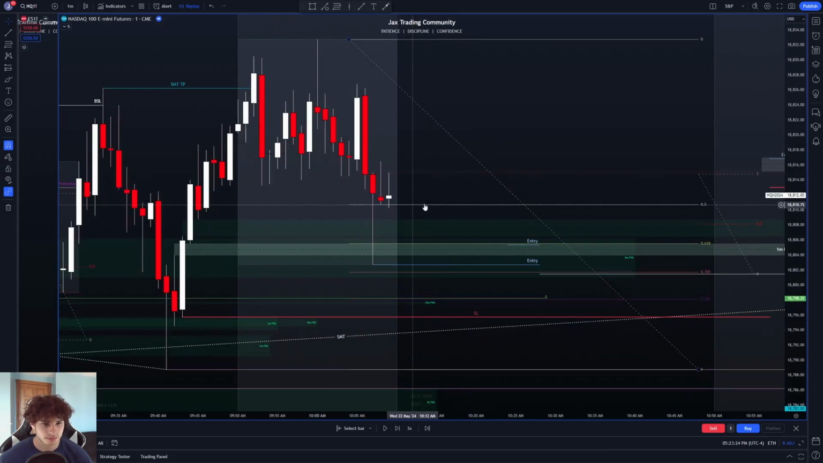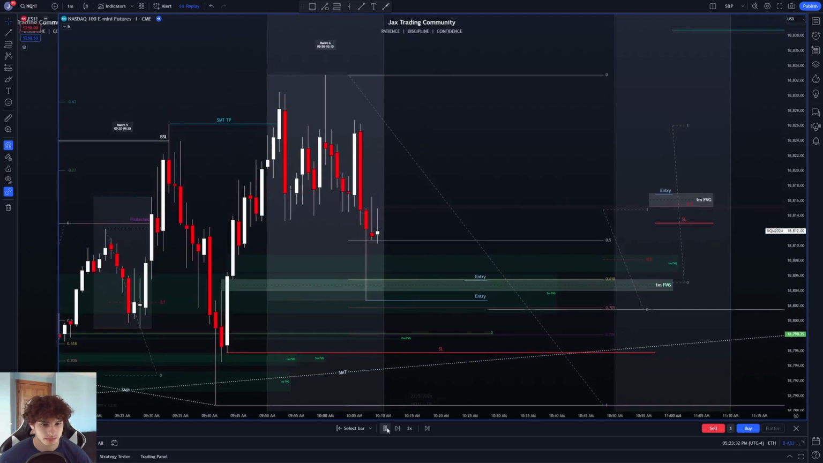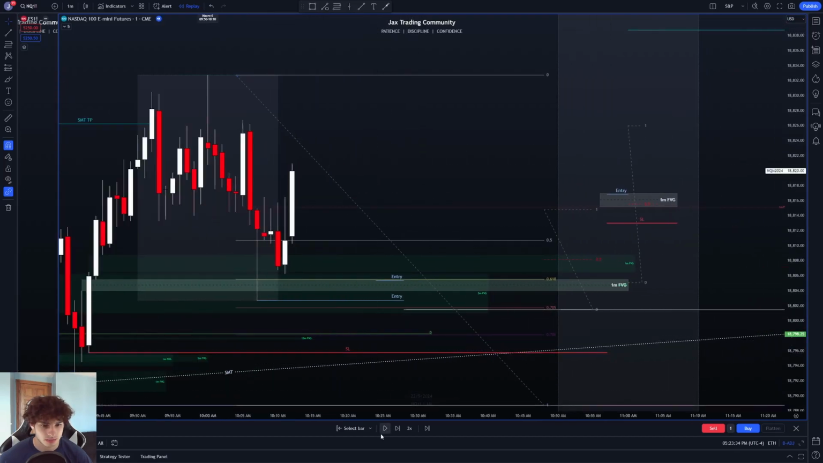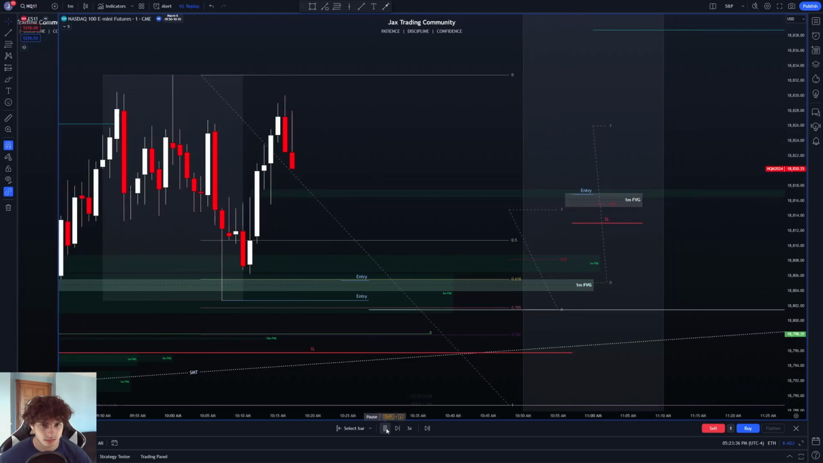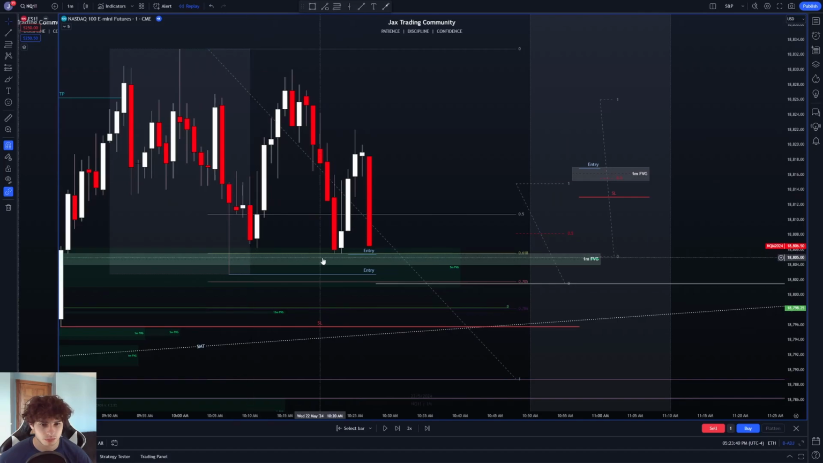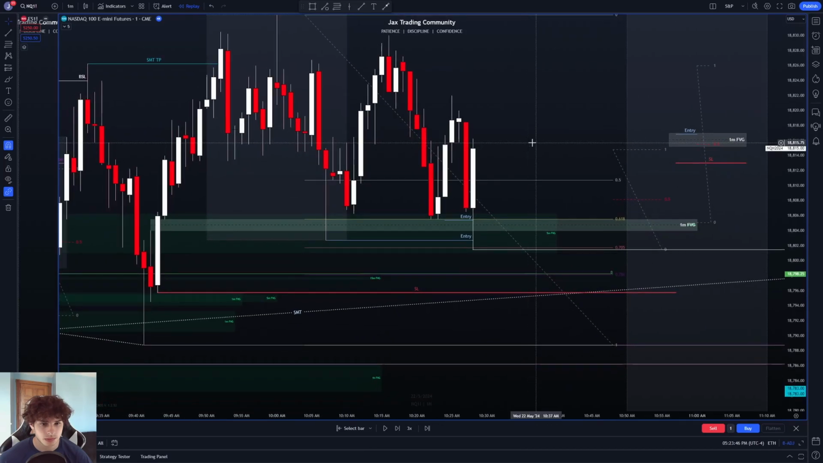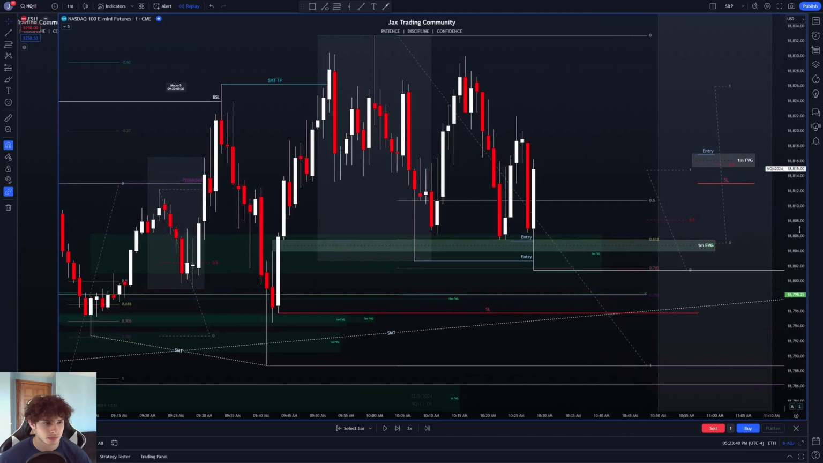Then we sell off here. Now we tap into this 1 minute fair value gap, which is in discount of the range. And we sort of just chop here. We're sort of just chopping a bunch here. Here we form equal lows. And right here is where you could look to take an entry.